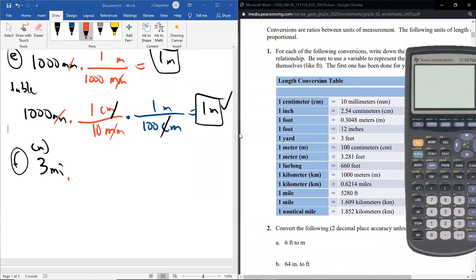So let's see. Miles, miles, miles, miles. I'm just hunting anything down that's got miles. Here's a miles, and here's a miles, and here's a miles. So we got kilometers to miles, we got miles to feet, and miles to kilometers, but none of those are meters. Well, that's slightly annoying, but that just means we'll need another fraction.